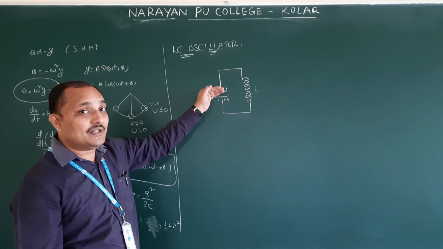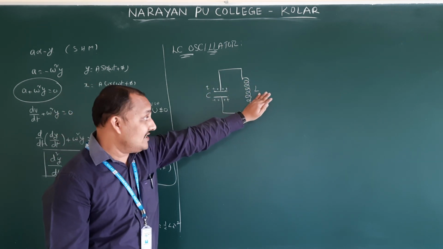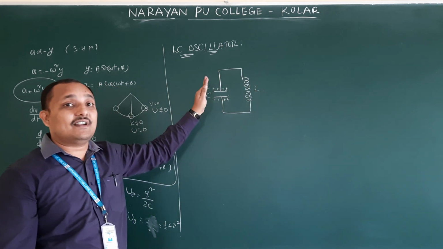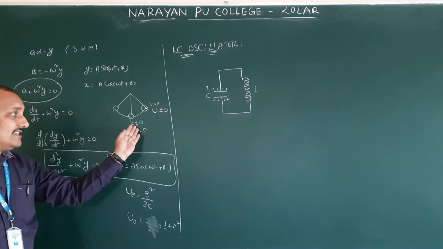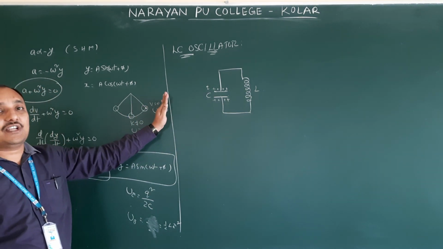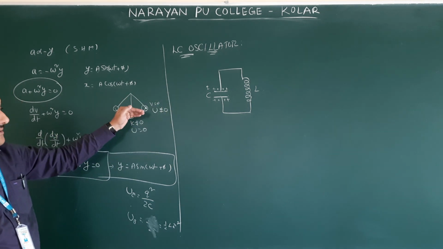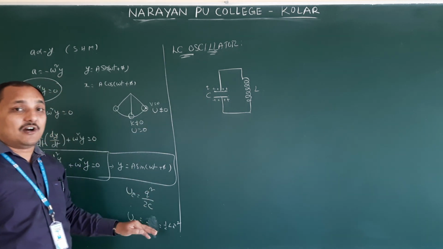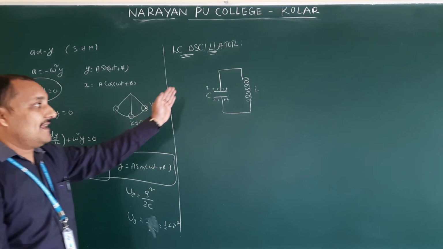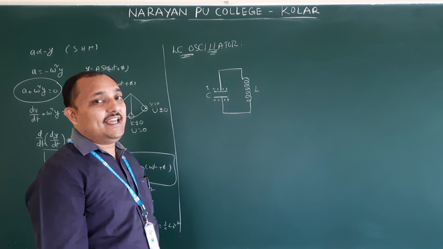Electrical energy is going to convert as magnetic energy. Magnetic energy is going to convert as electrical energy. How does potential energy convert as kinetic energy, and kinetic energy convert as potential energy in a simple pendulum? Same like that, in this oscillator also, energy is going to oscillate. How is it converting? Electrical energy to magnetic energy.